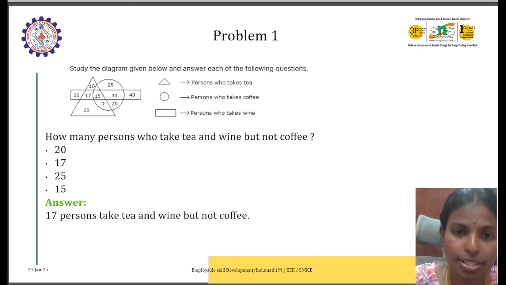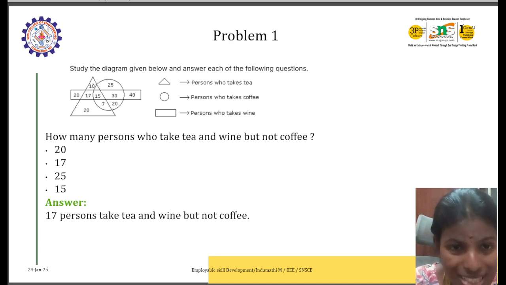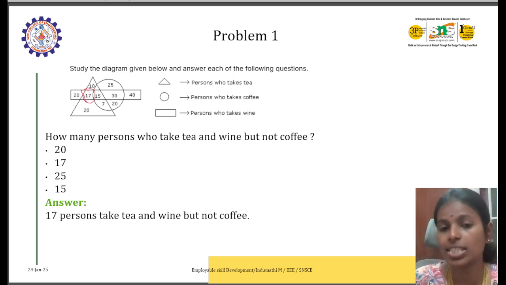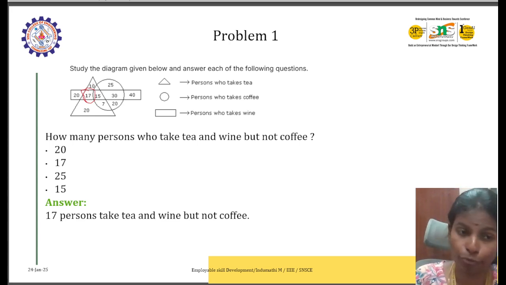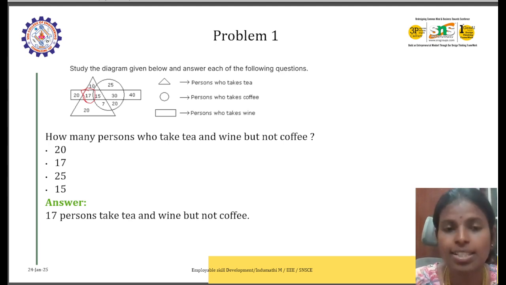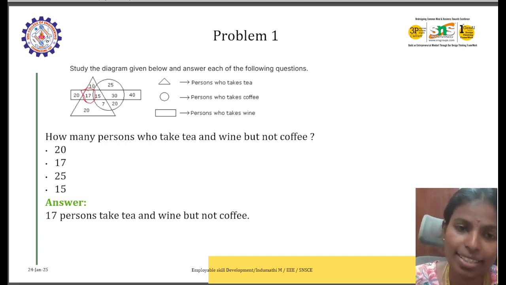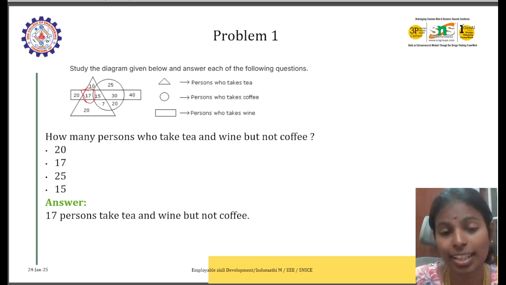So here, this is your triangle, the persons who take tea. This is the rectangle, the persons who take wine. This 17 is in between these two intersections. So this is the number of persons who take tea and wine, but not coffee, because coffee is excluded. Whenever they ask a question like how many persons take all three, your answer will be 15. This 15 is in between the triangle, rectangle, and circle.